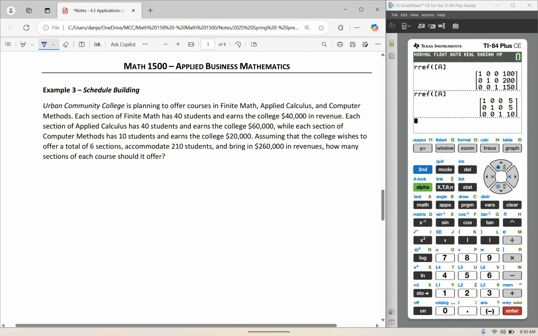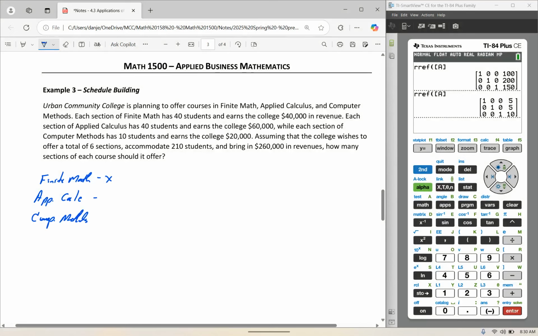This may happen at a particular school. I'm not sure how they do the scheduling at Connecticut State Community College. But at Urban Community College, they're planning to offer courses in finite math. So again, I'm going to list the courses: finite math, applied calculus, and computer methods.